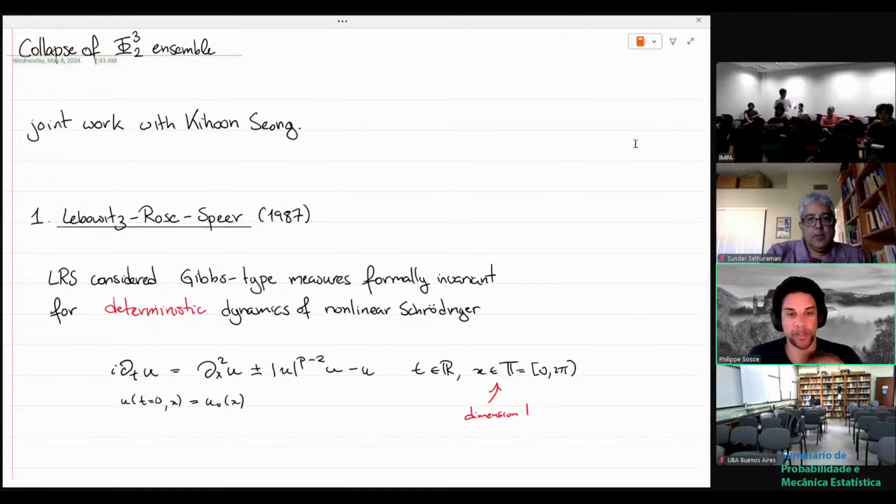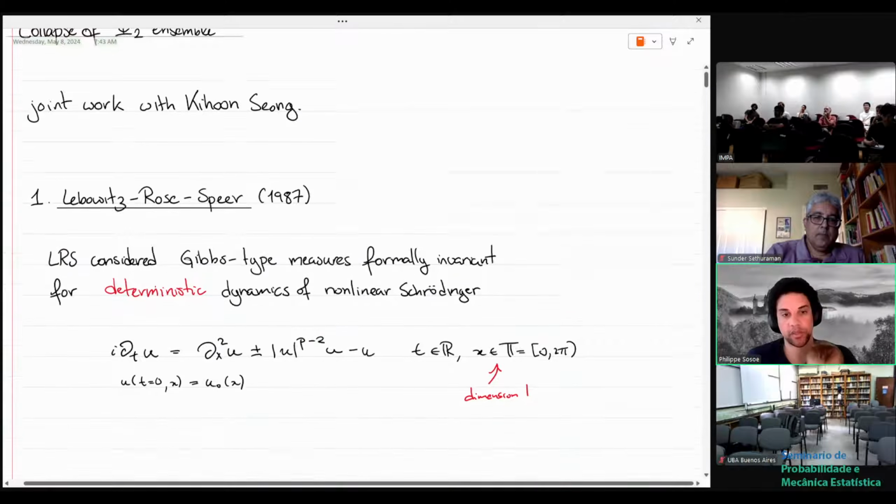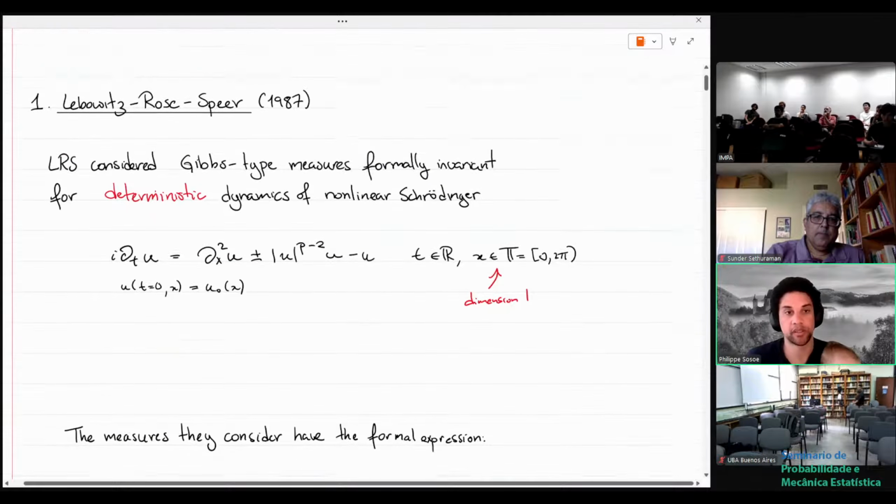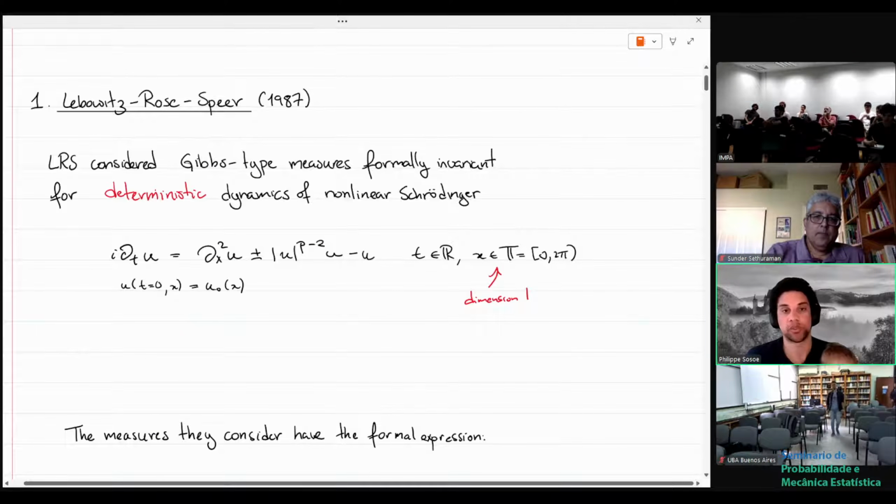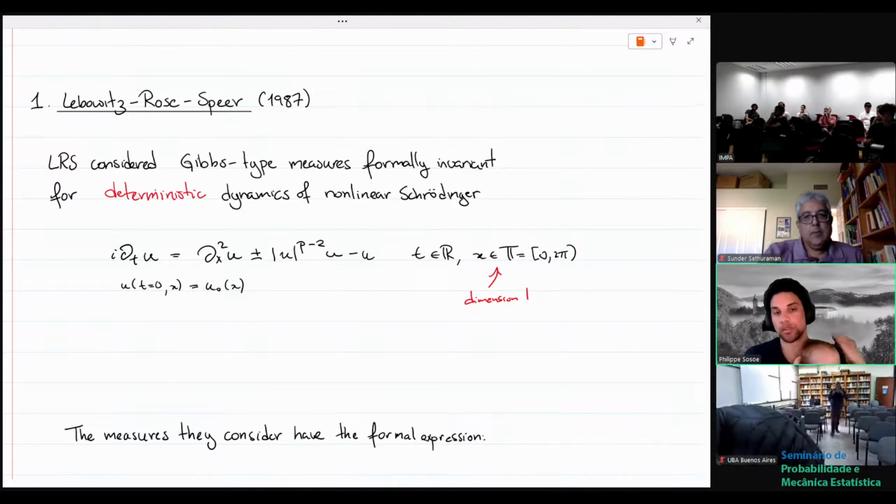So we'll start with some background from way back. There's a paper in JSP by Leibowitz, Rose, and Spear. It's a very well-cited paper. It has almost 400 citations because it started a whole field. So let's look at what these guys were doing. They were considering objects that are pretty classical in probability, which are Gibbs-type measures based on Brownian motion.